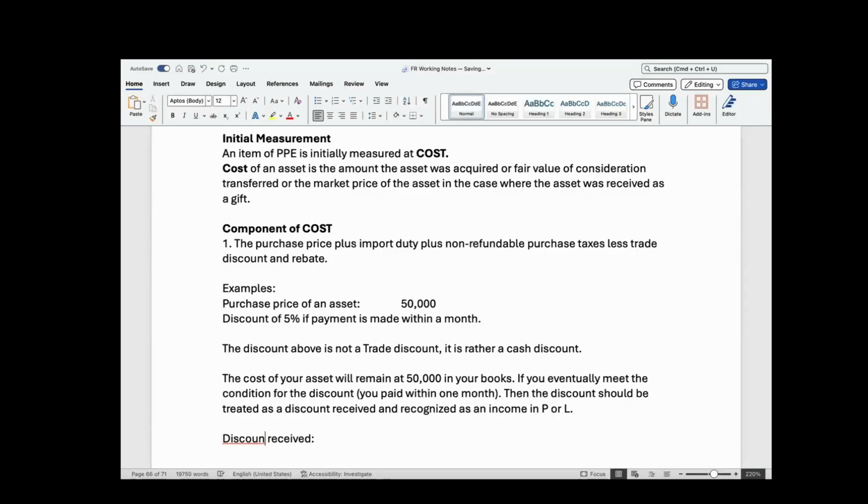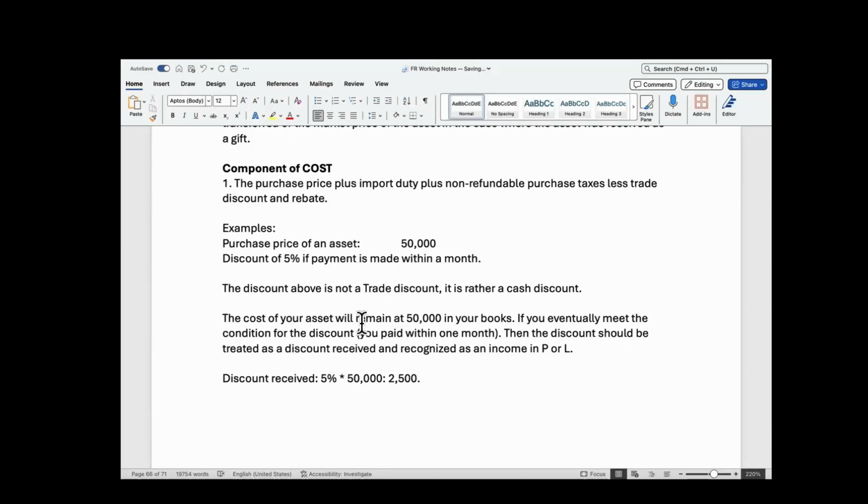You get 5% times 50,000. That's like 2,500. So you recognize it as an income in your P&L. So let's say you credit P&L, discount received, 2,500.